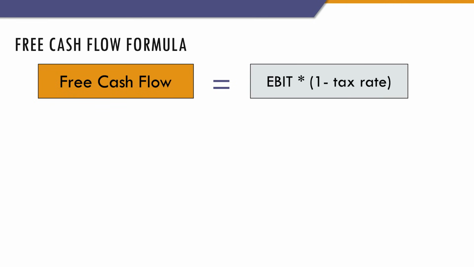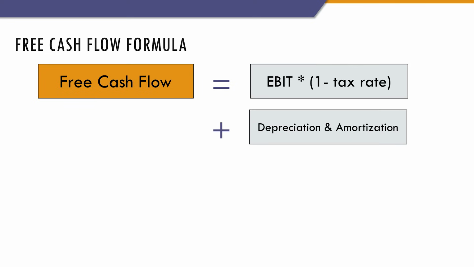And here's the formula for the free cash flow. Firstly, you have EBIT, which stands for earnings before interest and tax, times 1 minus the tax rate, so a tax percentage essentially, plus depreciation and amortization because they're non-cash expenses. The reason depreciation and amortization are added is because there's actually no real cash outflow, or cash leaving the company.